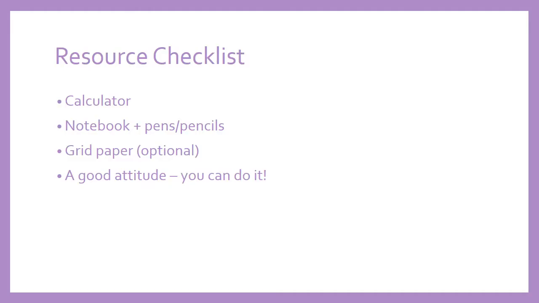So, resource checklist: make sure you've got your calculator, something to write on as well as something to write with. Grid paper would be really helpful in this case because we're graphing functions, but it's not necessary. Make sure you've got a good attitude as well.